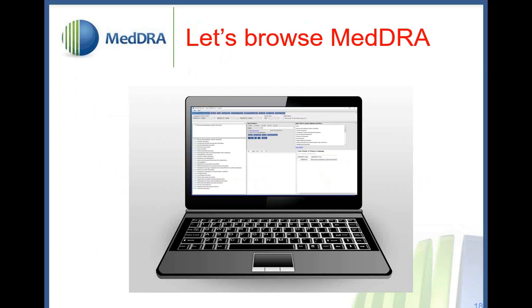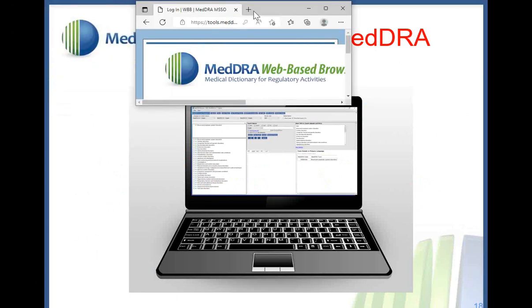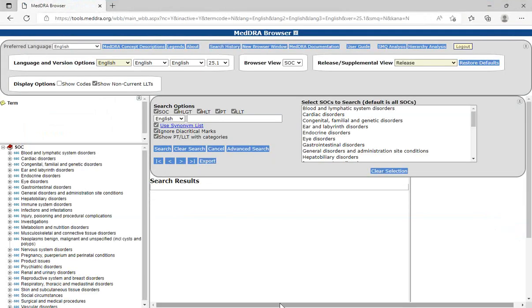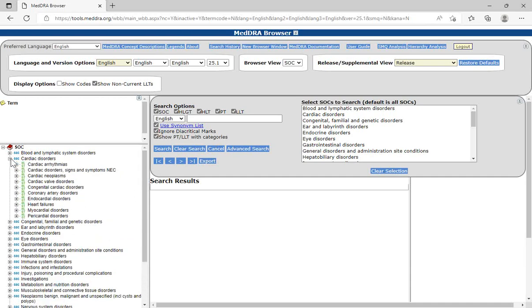Okay, now what I'll do is go into the browser. Thank you, Nicole. We'll log in. Remember I said worsening congestive heart failure. So let me look somewhere. It's somewhere in the cardiac SOC, right? It's a heart type disorder, and there's a SOC dedicated to that. So I'm going to open that up. Then I'm doing a top-down search, going from a very broad hierarchy level, the SOC, and then I'm going to drill down further and further.